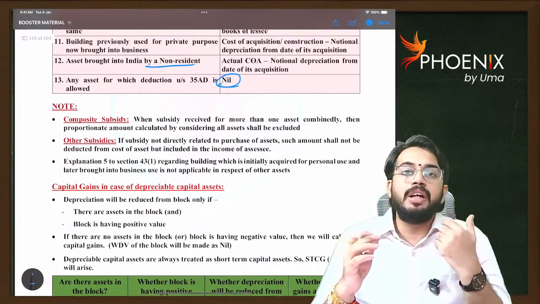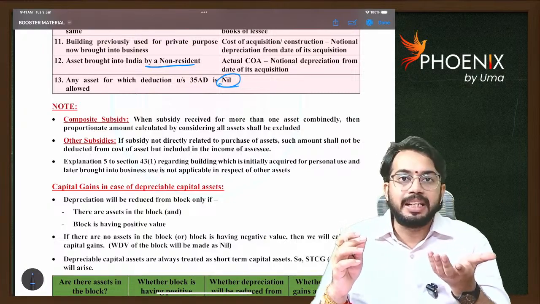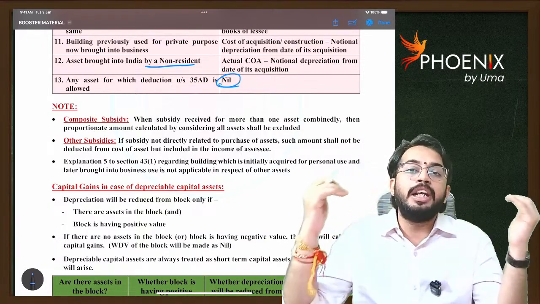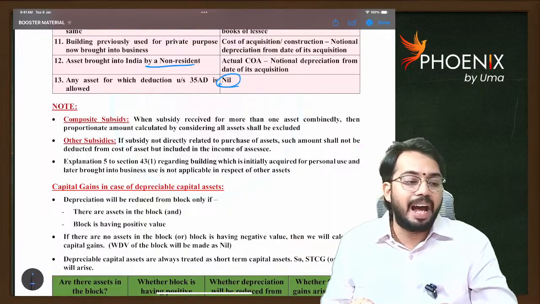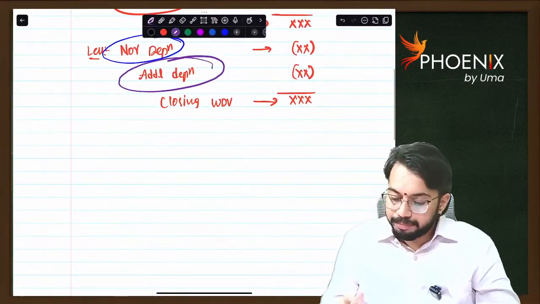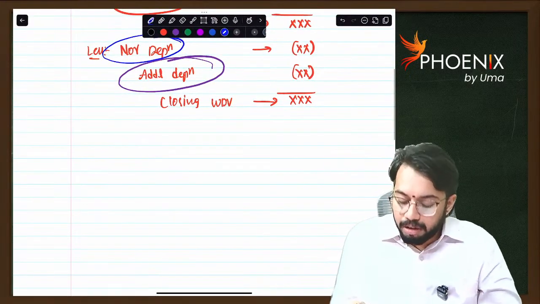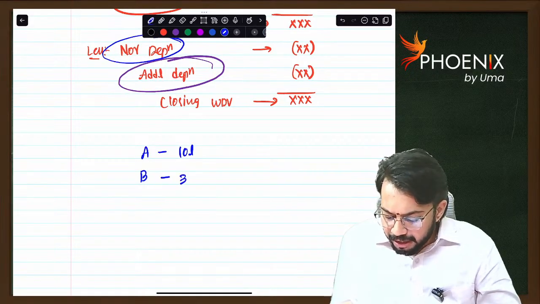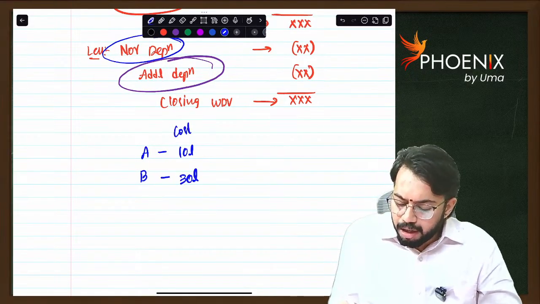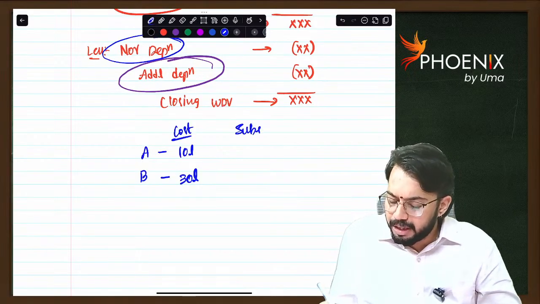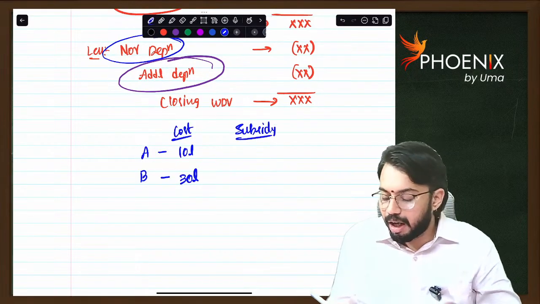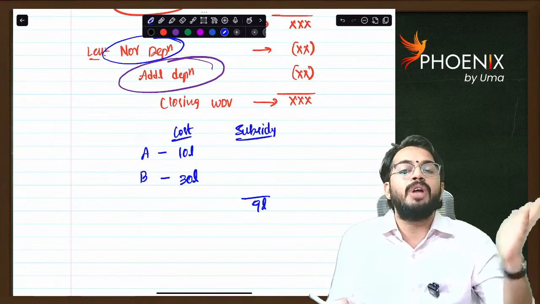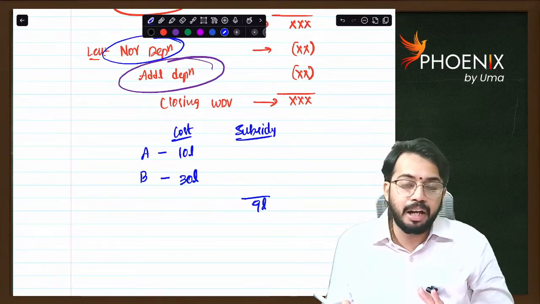Whenever you receive subsidy for two or more assets, then subsidy amount is to be allocated proportionately to each asset based on its value. Okay, let's say A cost is 10 lakhs, B cost is 30 lakhs. Now I received subsidy. Subsidy amount is 9 lakh rupees. How much is subsidy? 9 lakhs. 9 lakhs I have to apportion proportionately. Are you able to understand?